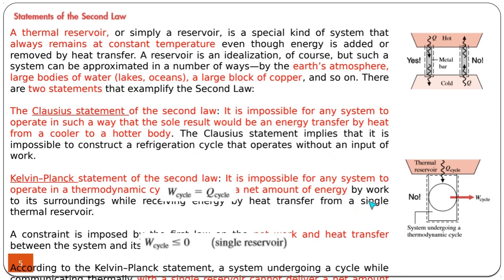So it says that there is no possibility to have a heat engine with 100% efficiency, because we have to reject some energy so that the cycle can repeat itself. Without rejecting some of the heat, a cycle cannot be continuous. So according to the Kelvin-Planck statement, it's not possible to convert all the input energy to work.